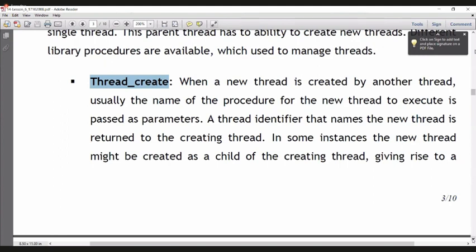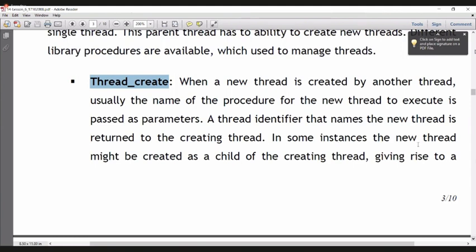The thread identifier is how the new thread is identified. So you need a thread identifier to identify the thread. That means the identifier of the new thread is returned to the creating thread. So when you call this command, you pass parameters from the parent to the new thread, and the new thread sends the thread identifier back to the parent thread.